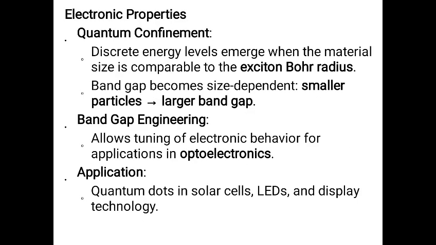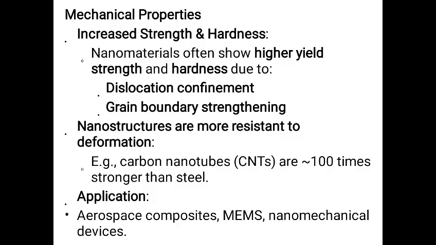Electronic properties. Quantum confinement. Discrete energy levels emerge when the material size is comparable to the exciton Bohr radius, and the band gap becomes size dependent, that is, smaller particles have a larger band gap, and this allows tuning of electronic behavior for applications in optoelectronics. These have application as quantum dots in solar cells, LEDs, as well as display technologies.